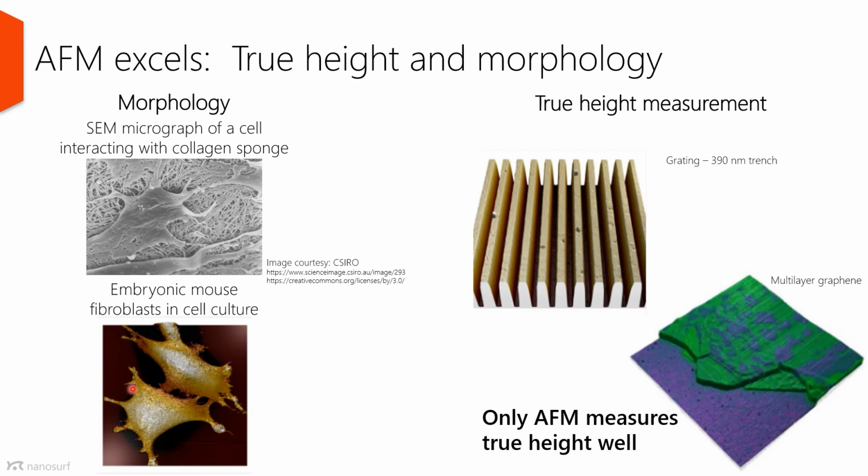The true height is also something that only AFM can measure well, as said before. For example, it can be applied to measuring these gratings where we have trenches of about 390 nanometer depth and approximately similar width. And depending on the cantilever, one can measure even deeper trenches or trenches with a higher aspect ratio. But one can also measure flat samples and get accurate information on the height, for example, on these multi-layer graphene flakes to allow determination of the number of graphene layers. So this shows that AFM can measure height very accurately over several orders of magnitude.